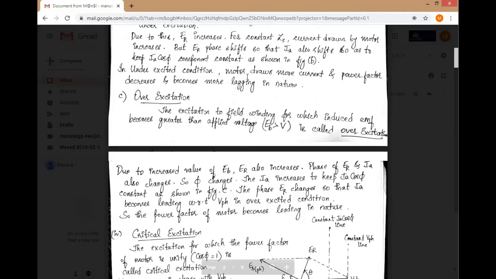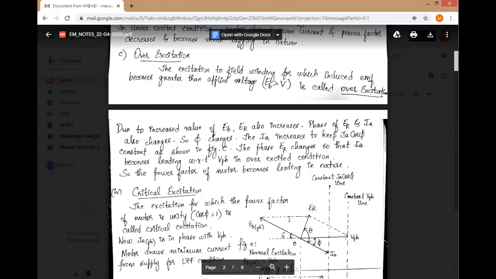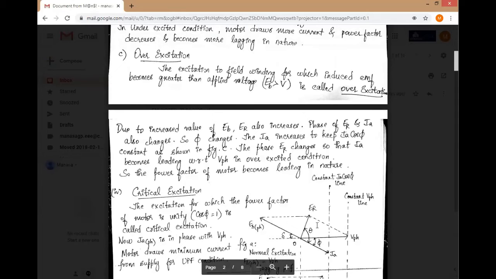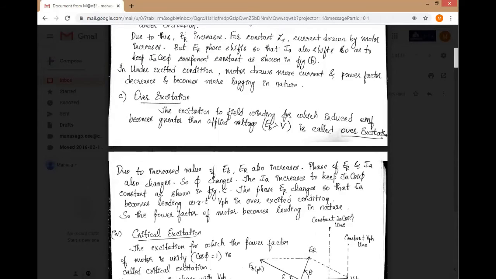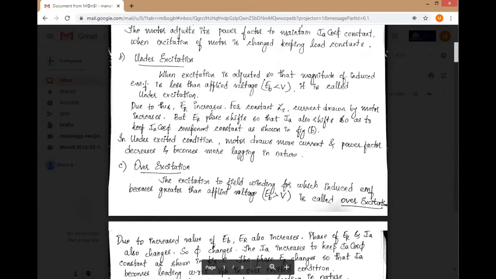Now we have three components here. One is the supply voltage, the other one is the back EMF or the induced EMF, and the phasor sum of these two voltages will give us the resultant EMF, that is ER. Now this resultant EMF is given by Ia into Zs, where Zs is the synchronous impedance. For a given winding or a given motor, the synchronous impedance remains constant.